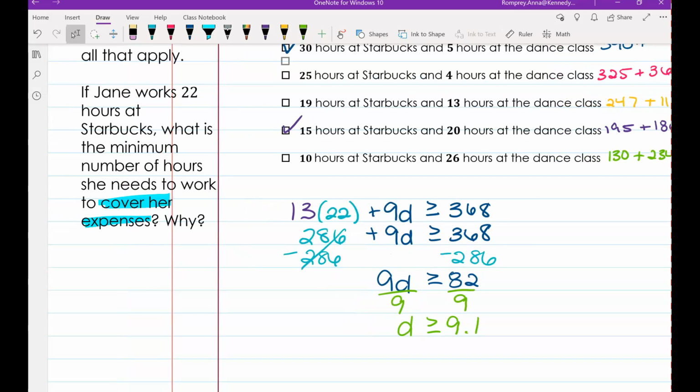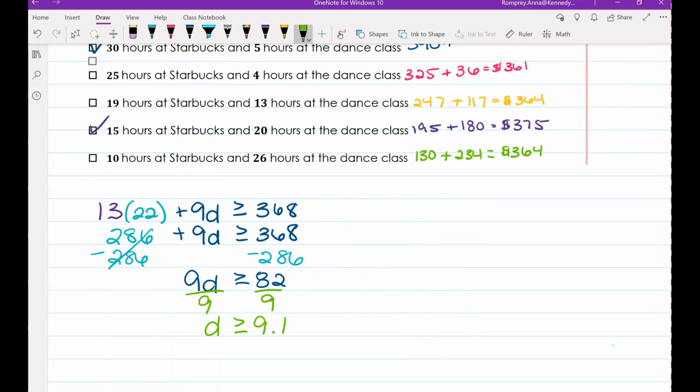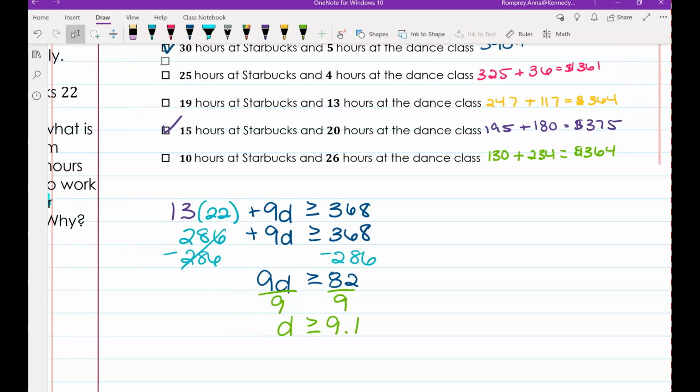At the dance class, I'm thinking they're probably not going to be okay with it if you just show up for 10 minutes. So what's the minimum number of hours she needs to work? Is 9 hours acceptable? No, 9 hours won't be enough. It's going to be like this one where she comes up just a little bit shy at like $364 or something like that. So she needs to work at least 10 hours at dance class.